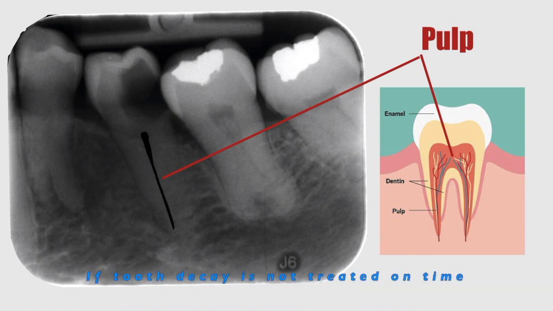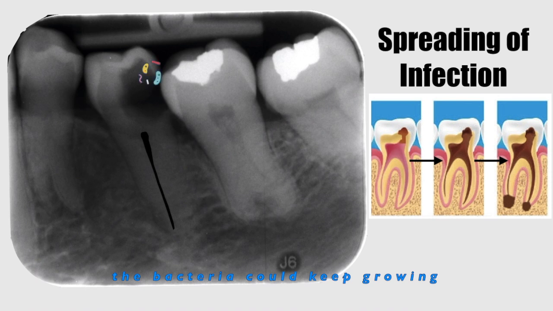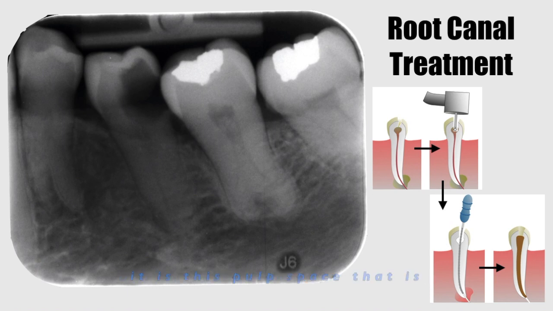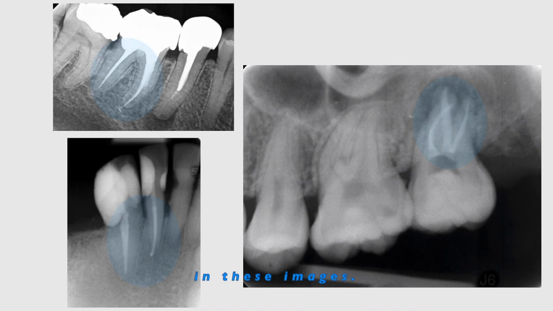If tooth decay is not treated on time, the bacteria could keep growing and eventually make their way into the pulp, causing pulpal inflammation and infection, which often leads to a root canal treatment. During a root canal treatment, it is this pulp space that is cleaned and filled, just like you see in these images.